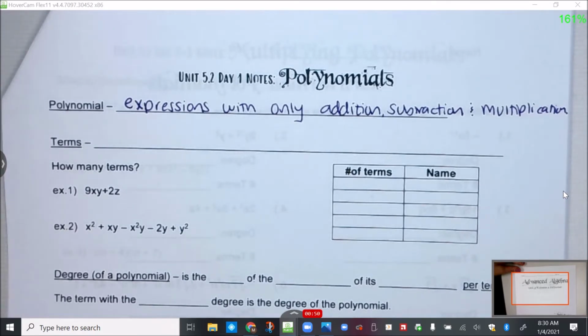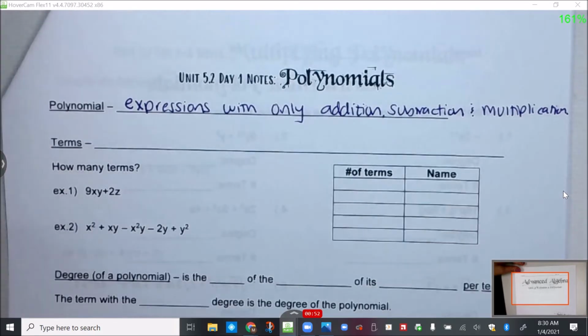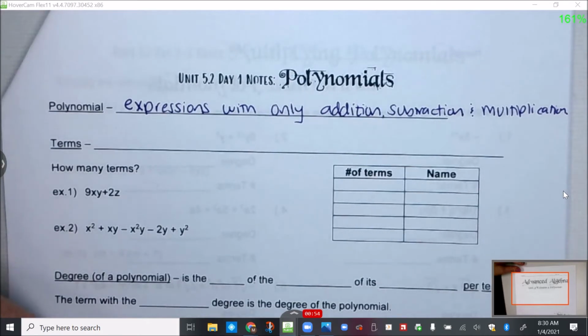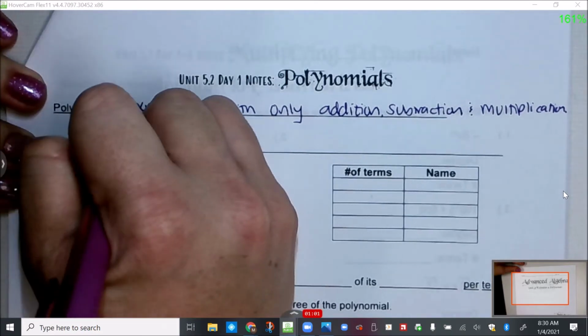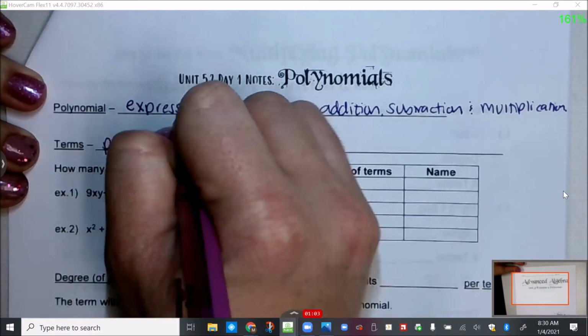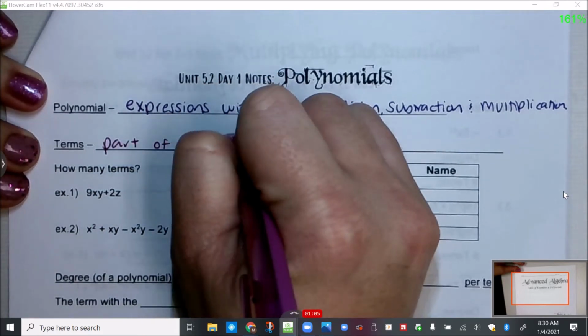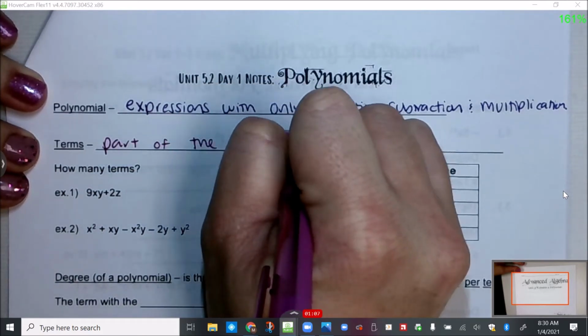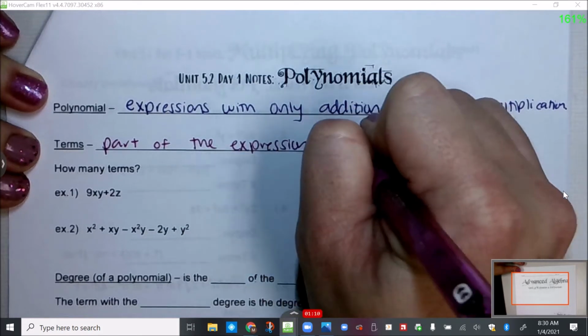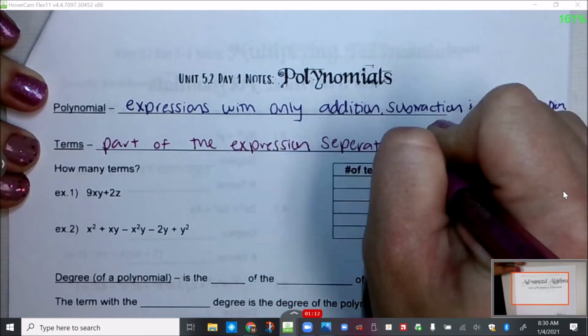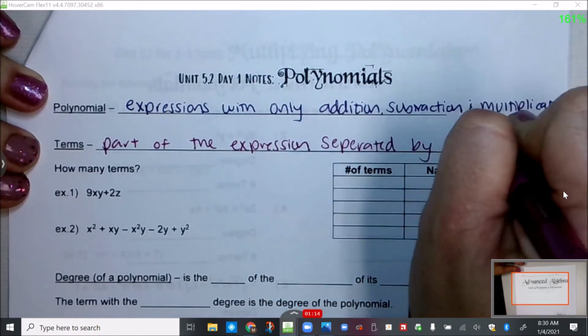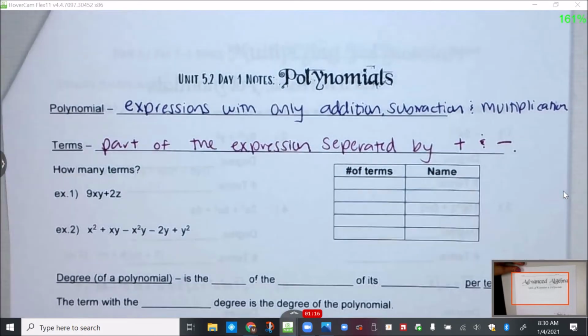Okay? So who knows what terms are? Anybody? Okay, terms are just parts of your expression. So, terms are parts of the expression separated by plus and minus. So, addition and subtraction.